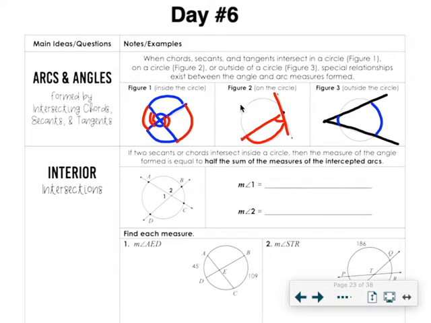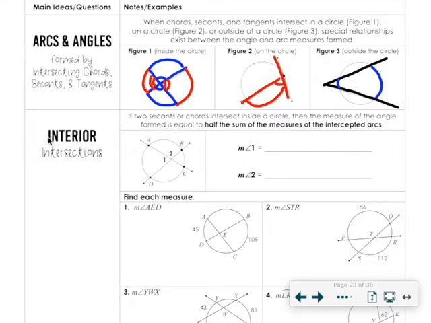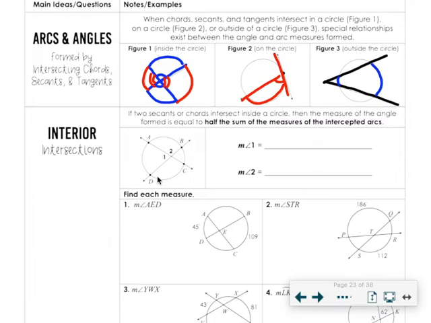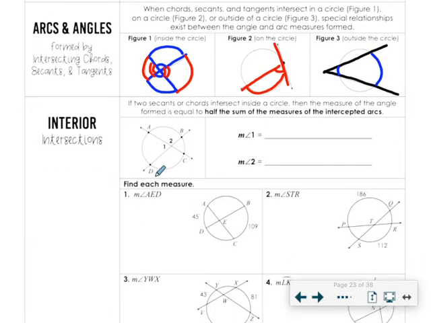First, inside intersections, so interior intersections. If two secants or chords intersect inside a circle, then the measure of the angle formed is equal to half the sum of the measures of the intercepted arcs. That seems important, so they put it in bold type. So if we're intersecting inside of the circle, we have this half the sum of the intercepted arcs thing.